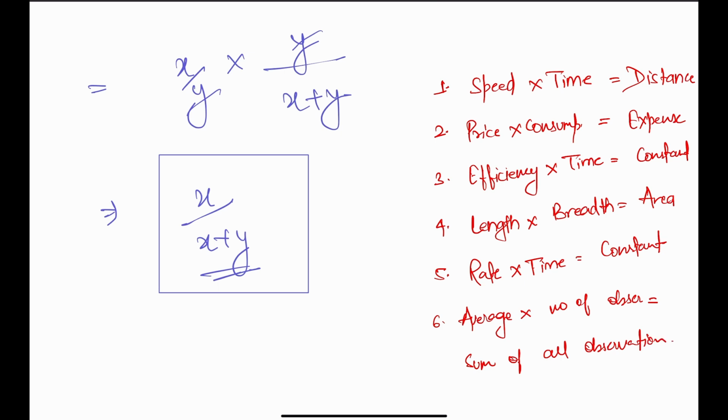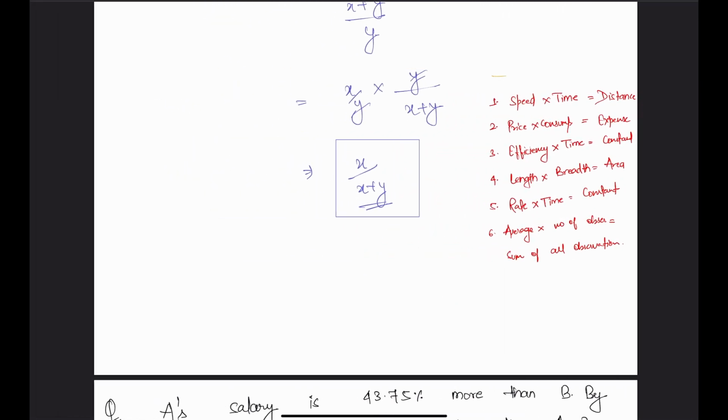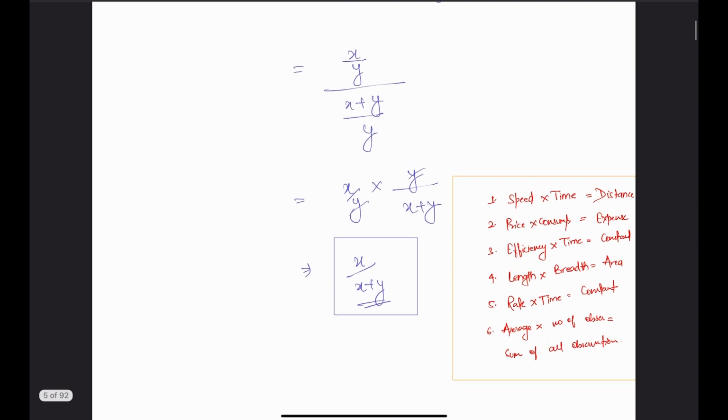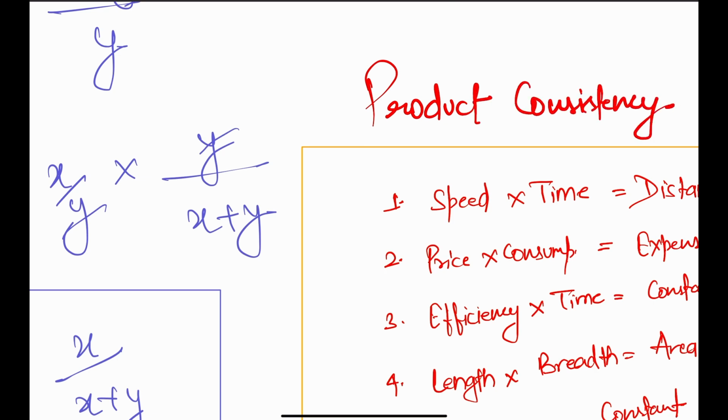So in these things, if length is increasing by x by y, my breadth will be decreasing by x plus y. So same with if rate is increasing by x by y, my time will be decreasing by x plus y. So this is the core concept. I will write here product consistency. So in these places we can use the same kind of approach.